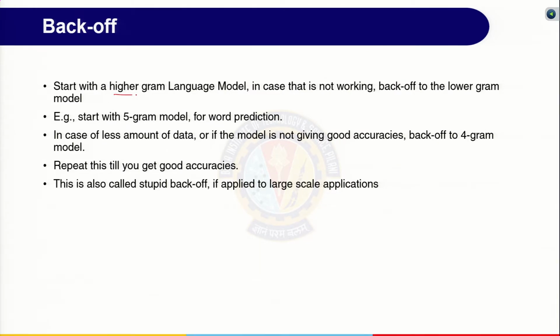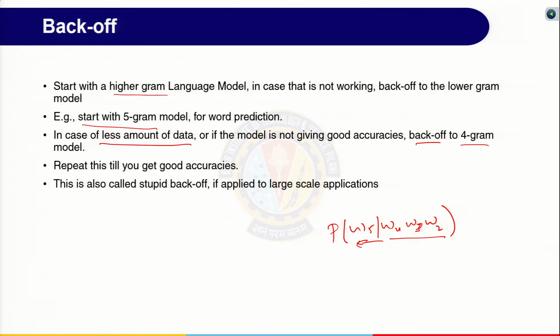When we start with a higher-gram language model, as I was mentioning, it's very uncommon to see all these words appear in the same order in our corpus. Whenever we don't see any such data, we follow what we call a back-off model. Let's say we started with a 5-gram model. In case of less data, we just back off to a lower n-gram.